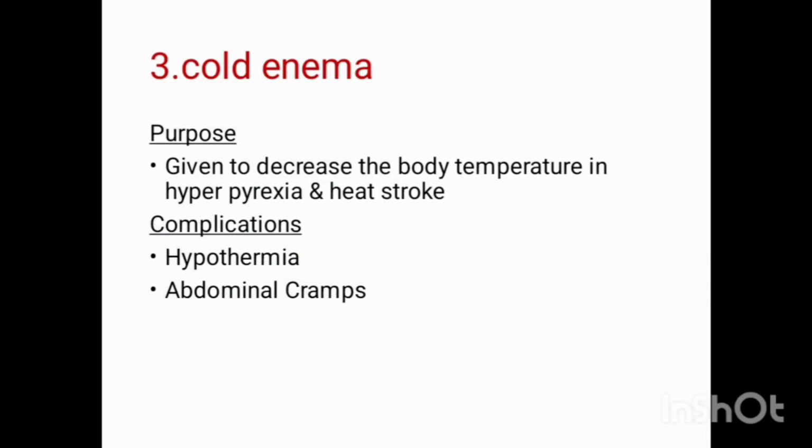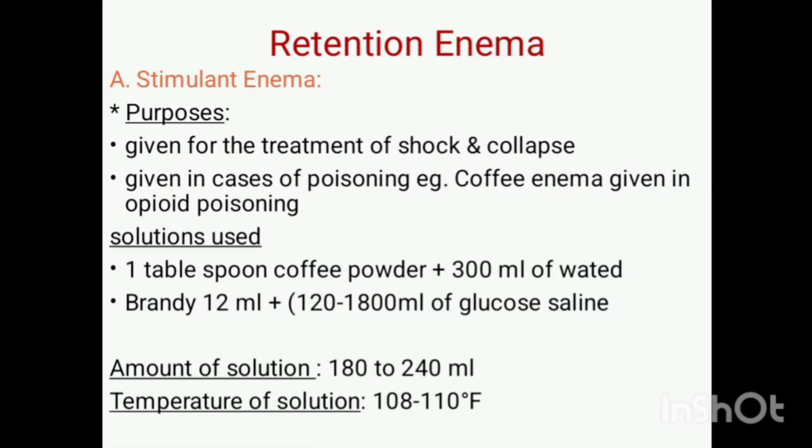3. Cold enema. Purpose: given to decrease the body temperature in hyperpyrexia or high fever and heat stroke. Complications: hypothermia, abdominal cramps. Retention enema. A. Stimulant enema. Purposes: given for the treatment of shock and collapse. Given in cases of poisoning, e.g., coffee enema given in opioid poisoning.